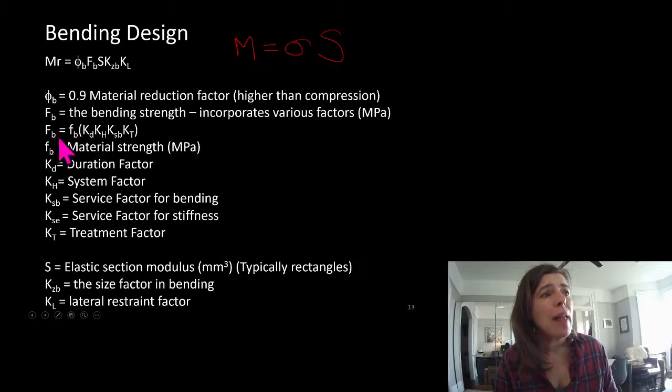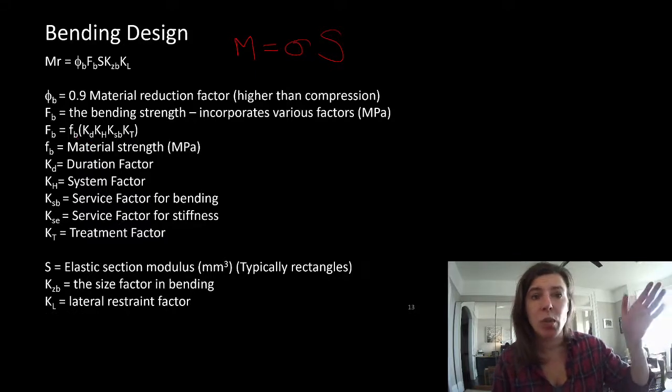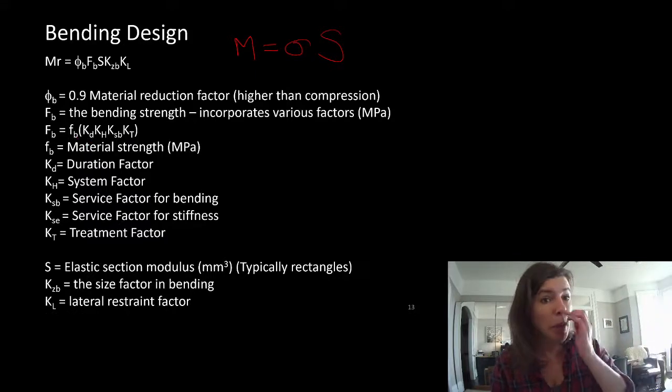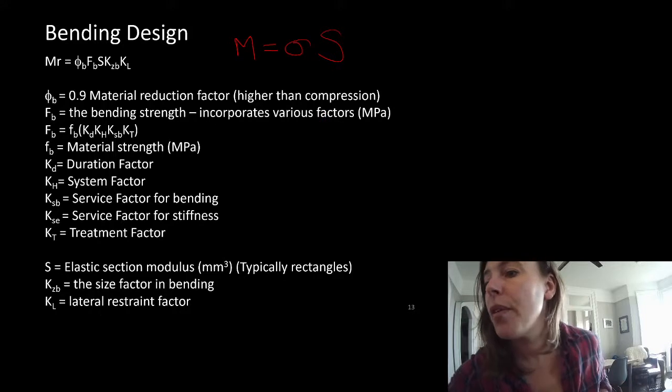So our capital FB is our lowercase FB, which is what we pull off of our tables. Once we know our grading category, we can pull off what our maximum stress we can allow in this member to be. Then we multiply it by all of our factors, our duration factor, our system factor, our service factor, and our treatment factor.